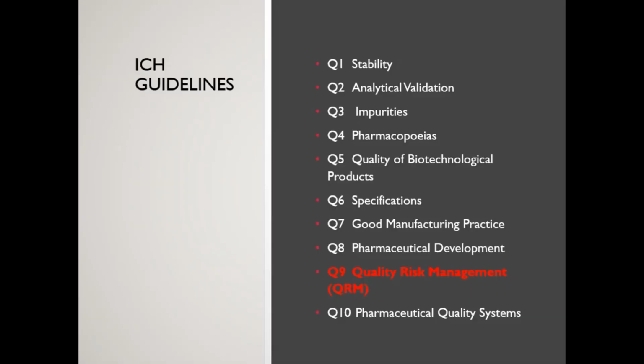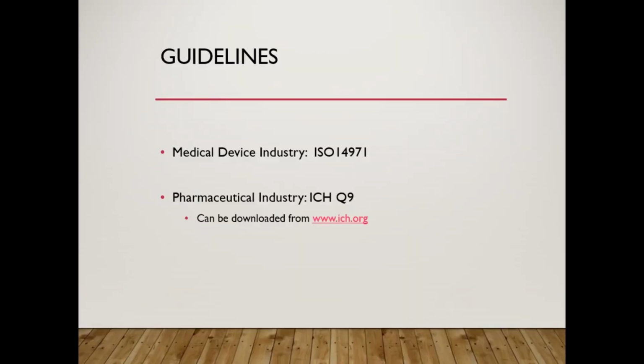Like I previously mentioned, the ICH guidelines are split into various different chapters, if you like, and Q9 is in relation to quality risk management, or QRM. Again, do open that link and take a look at that chapter and take some time to read through it. The link is here.